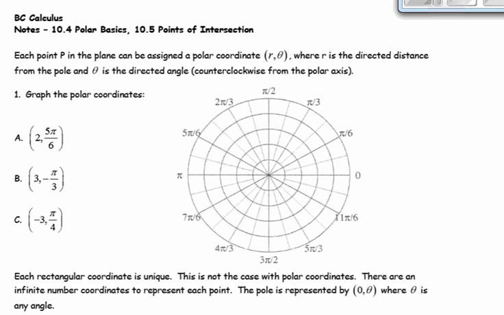All right, so first of all, a review. A point in the polar plane, which you see here in the polar graph, can be assigned the polar coordinate (r, theta). Now, when we think of (r, theta), it's kind of the opposite of (x, y), where x is the independent and y is the dependent. Well, theta is actually the independent variable and r is the dependent variable.